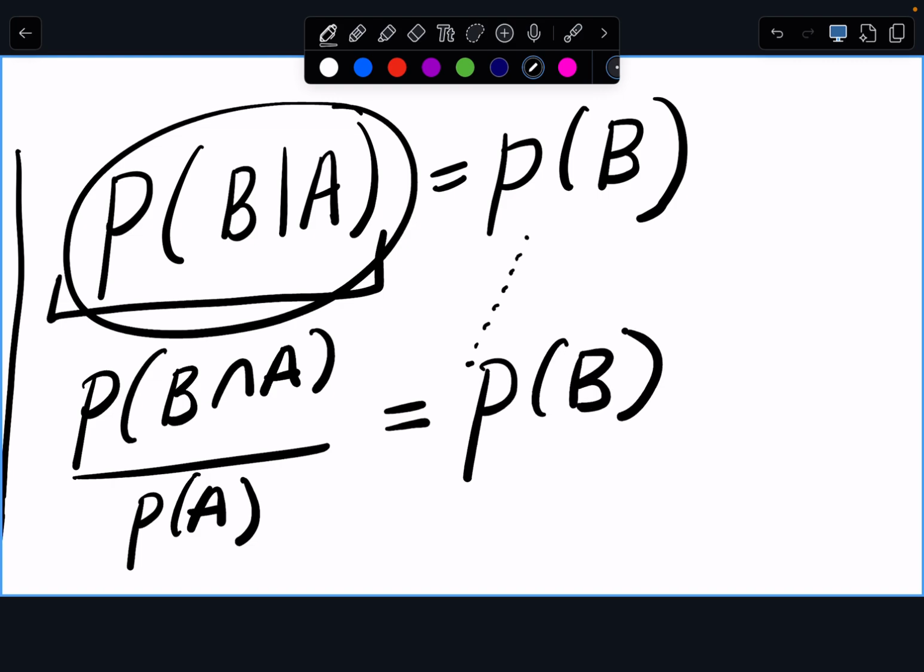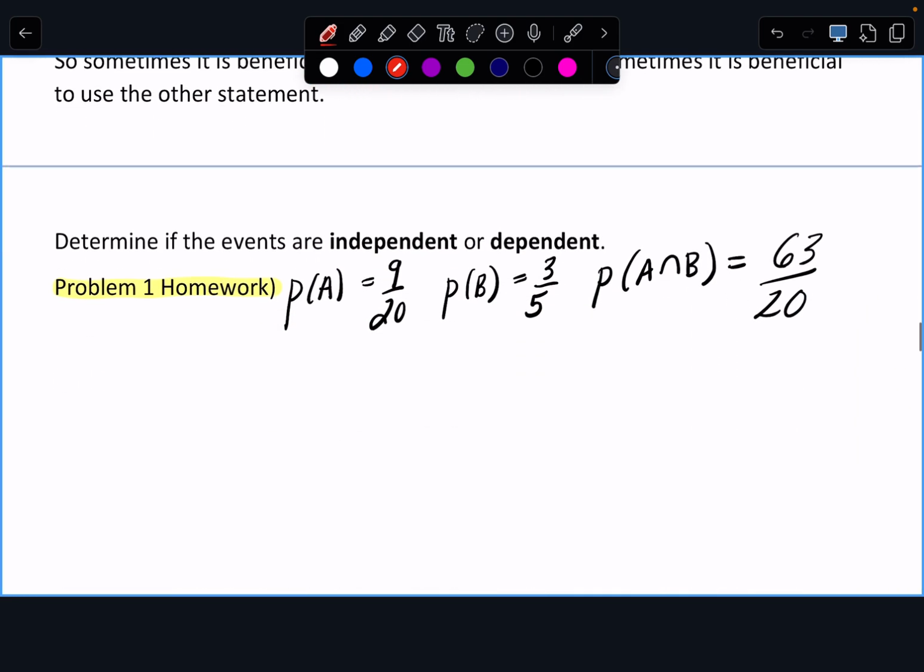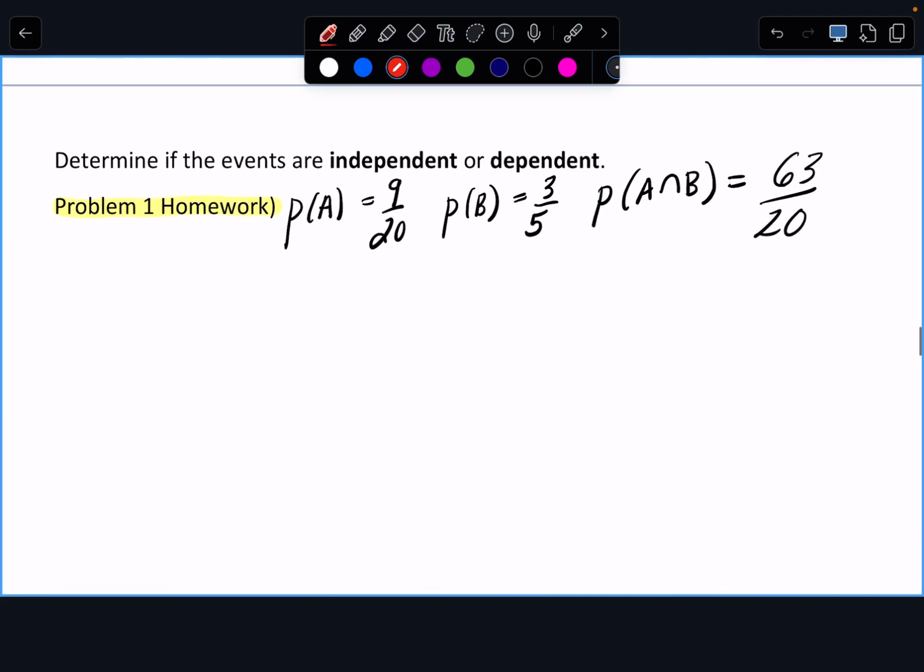So you're going to see me in all of the examples write down both, because here is the thing. In a minute, we're going to have a puzzle, and sometimes this formula will be useful, and sometimes this formula will be useful. And sometimes you'll literally need both to answer their questions. So I always write down both. So let's go to my first example. This is actually problem number 1 off the homework. Everyone read this. It says, determine if the events are independent or dependent.